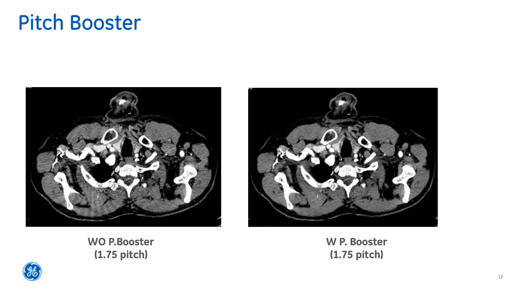We do have a pitch booster, and what this does is it helps reduce beam hardening. So we can see that without the pitch booster, we've got quite a bit of beam hardening from the ribs, whereas with the pitch booster, that's actually decreased. So we do have other technologies that, if we're going to increase the speed of the scan, which can cause beam hardening artifacts, we have technology that can help reduce those incurring artifacts.